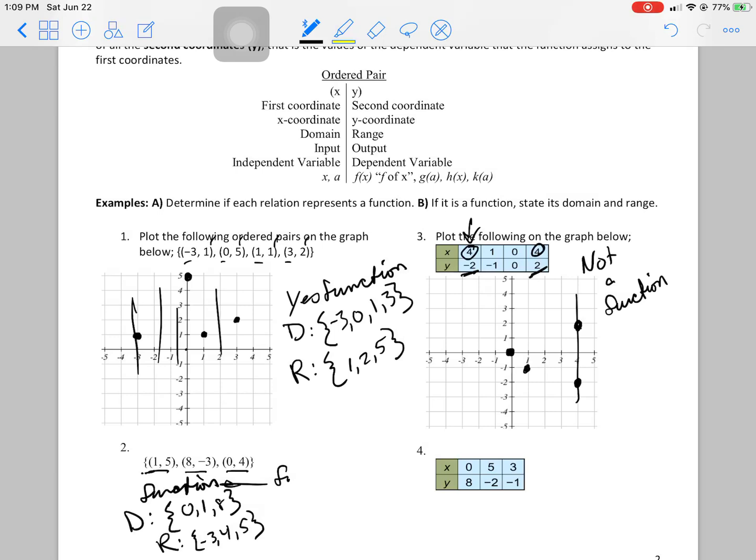How about this one? All the x's are different, so it's okay about the y's. So this is a function. And let's see, domain is 0, 3, 5, and the range is -2 to -1/8.